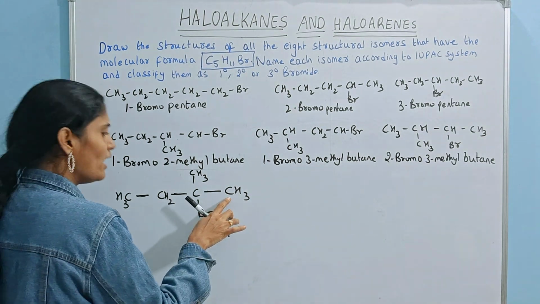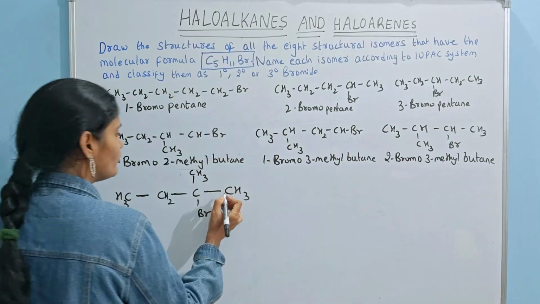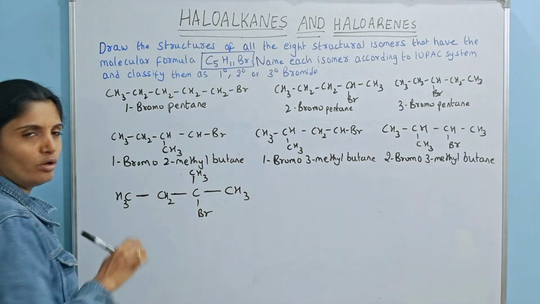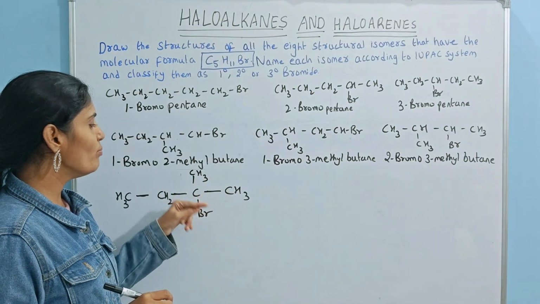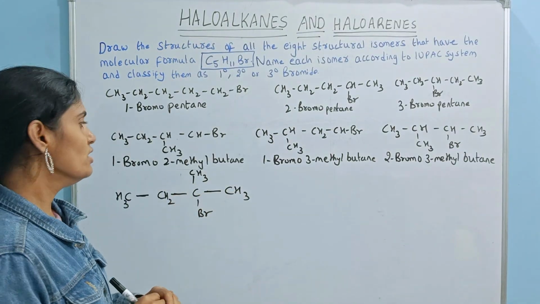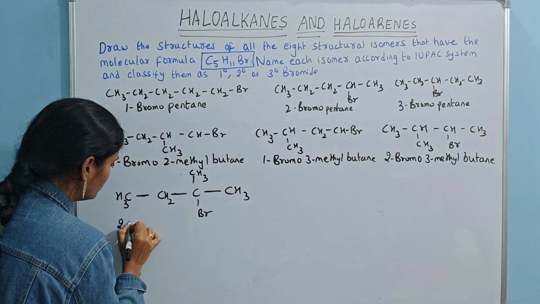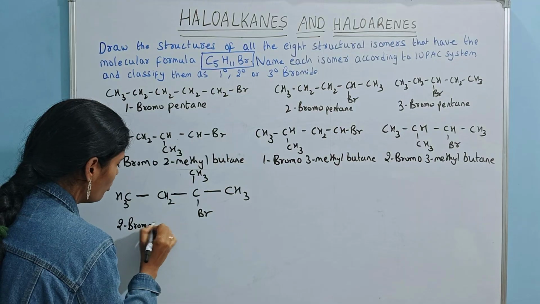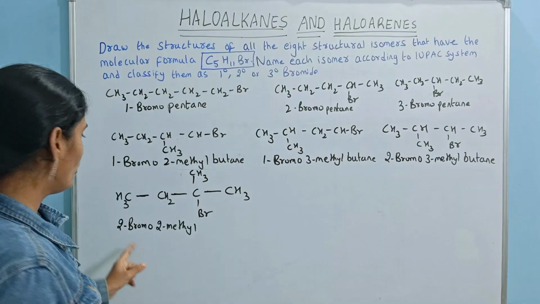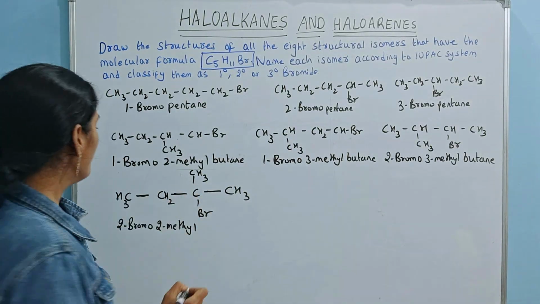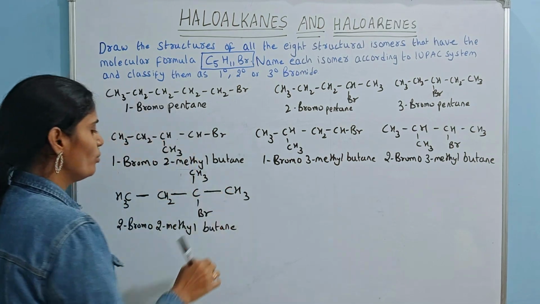Now try to number it. I'll preferably number from this side only, so that my carbon holding bromine and methyl will get a lower number. So 1, 2, 3, 4. Now I have my methyl and bromine both on the second carbon. How will I write it? 2-bromo-2-methyl. Why am I writing bromine first? According to the alphabetical order. 2-bromo-2-methyl-butane.